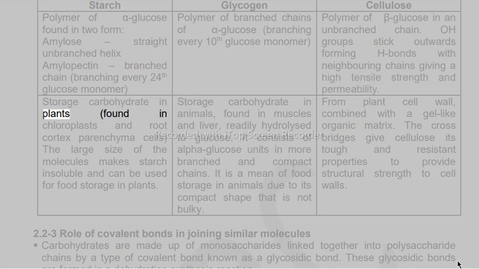Starch is a storage carbohydrate in plants, found in chloroplasts and root cortex parenchyma cells. The large size of the molecules makes starch insoluble and it can be used for food storage in plants.